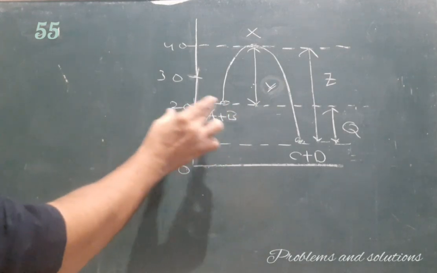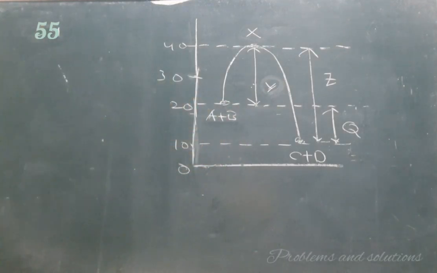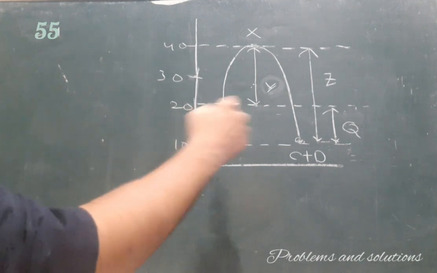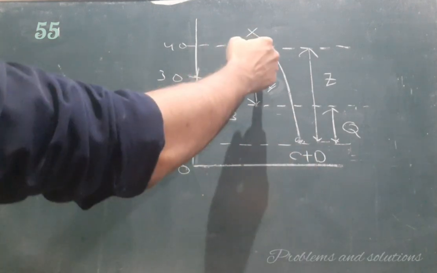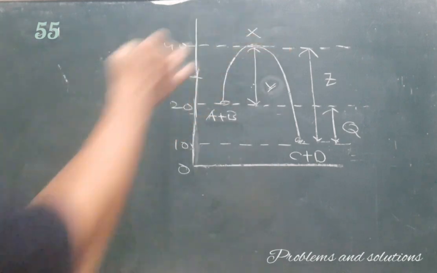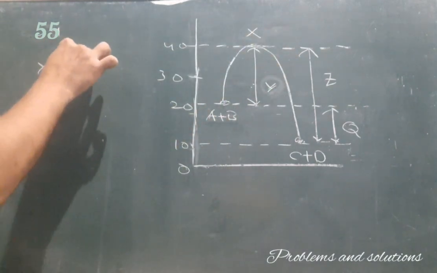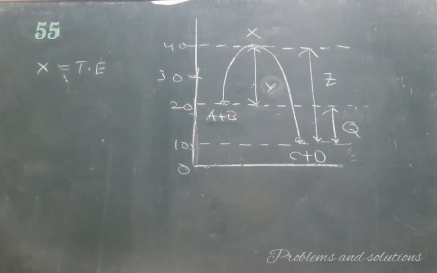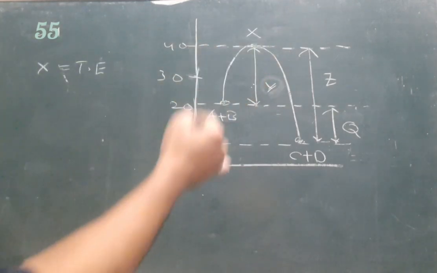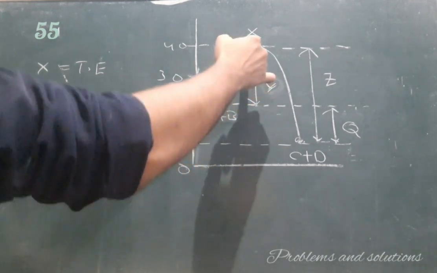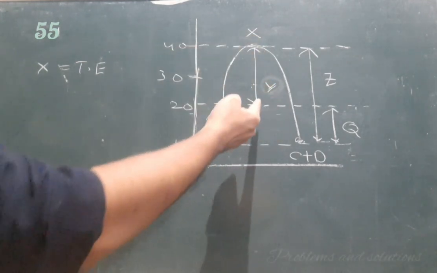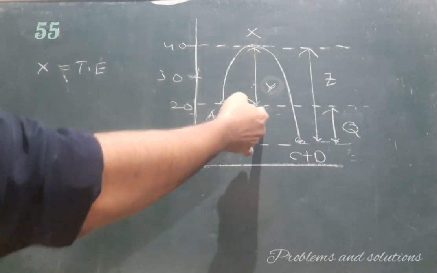So the reactants possess some energy, that is 20. But to form C and D, it reaches the maximum value of energy, that is X. This is called threshold energy. To reach the threshold energy, it has to acquire some energy. What is that? 40 minus 20, that is activation energy.